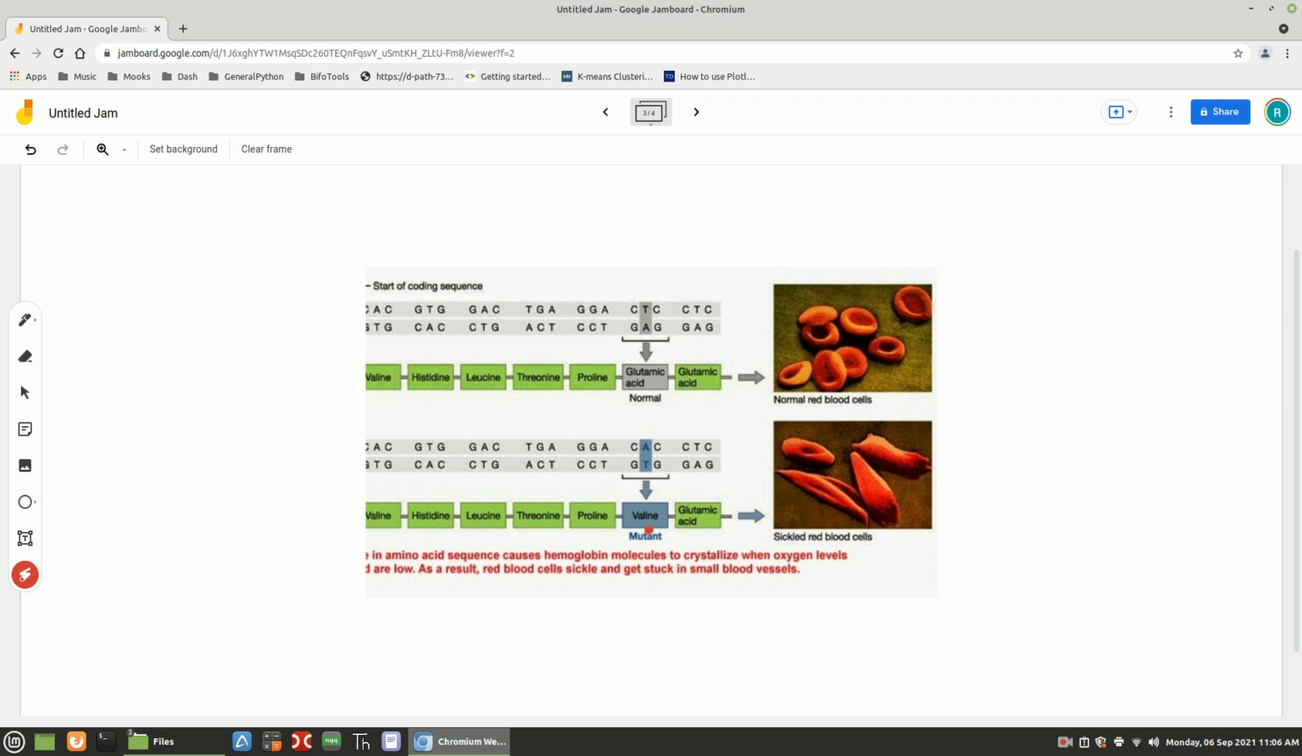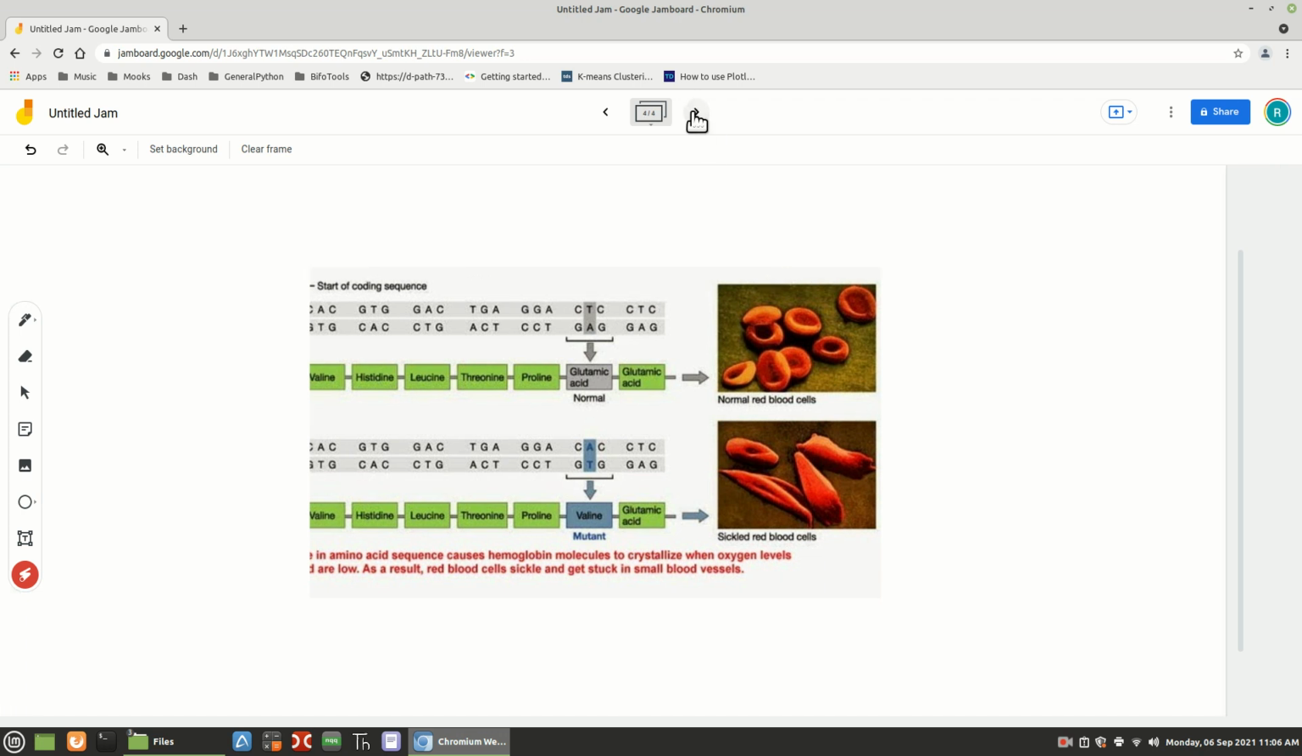And it ends up with valine instead of glutamic acid, and that single change causes the hemoglobin to be sticky, and therefore all the little molecules of hemoglobin inside the cell stick to one another, and you get this shape change. So here are the normal cells, and here are the sickle cells, and they of course cause clots.